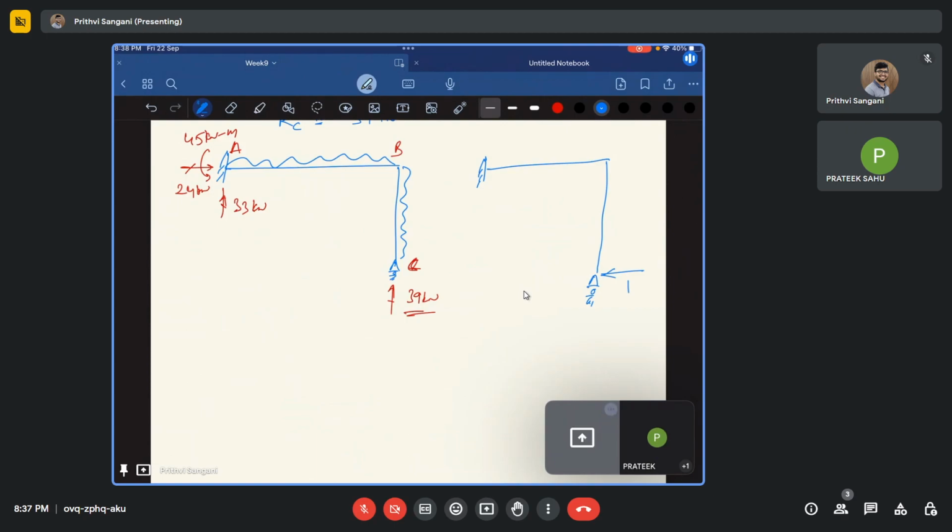So the question is, what is the horizontal displacement at C? So for that, what you will do is apply a horizontal load of 1 kilonewton at that point C, and you find out the displacement at that point.